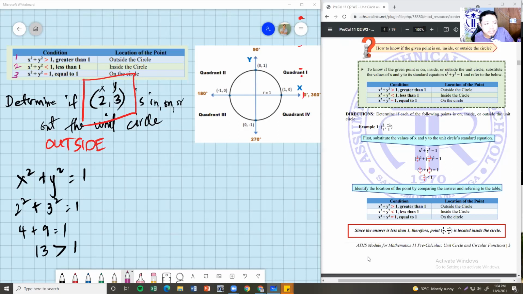Correct. It falls on the first condition. It's greater than 1, and even without solving, we can immediately identify it. So that is outside the circle. That's easier to identify. It's outside the unit circle. Okay, that's so simple. What about if we have other values like this?